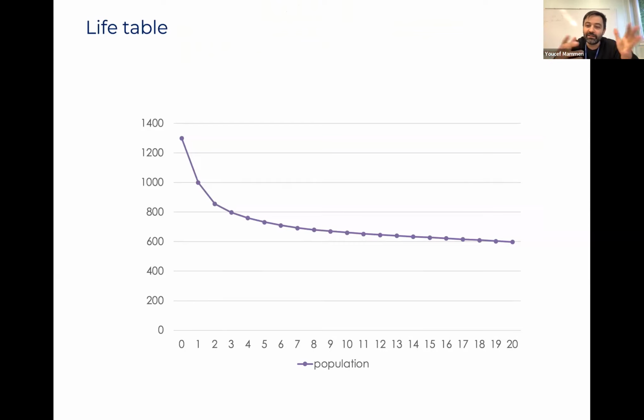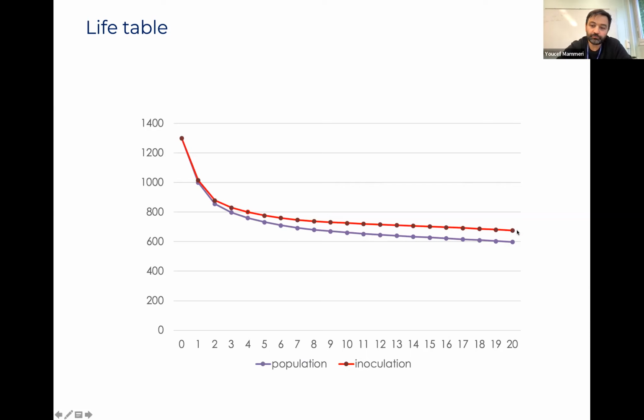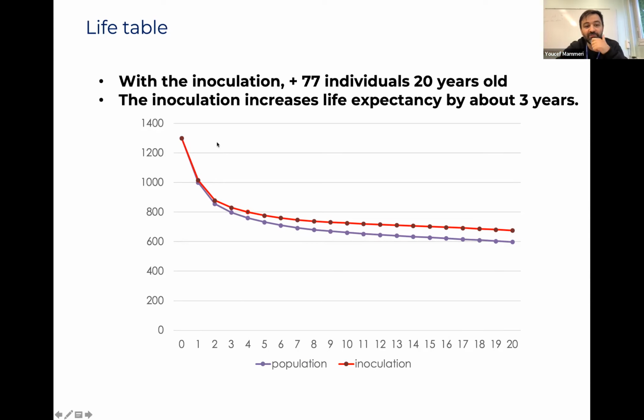And then he used what he said before. You have a 1/8 chance to get smallpox, and 1/200 to die from the inoculation. What this computation gives is the right curve. There are two important things to see. The right curve is above the purple one, so you have more individuals. The inoculation has a benefit because, looking only at 20-year-old individuals, with the inoculation I have 77 more people of 20 years old.